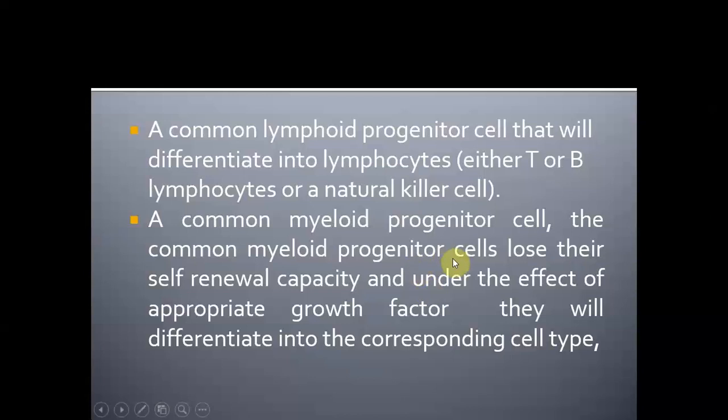And we will have a common myeloid progenitor cell. When the pluripotential stem cell becomes a myeloid progenitor cell, it will lose the two things that define it as a stem cell. What are they? The self renewal capacity, which is the most important thing. It will become restricted into one line of differentiation. And what drives this restriction into this line of differentiation? The appropriate growth factor delivered in the environment of the bone marrow. So it will guide the cells into differentiating into whatever corresponding cell type the body demands.